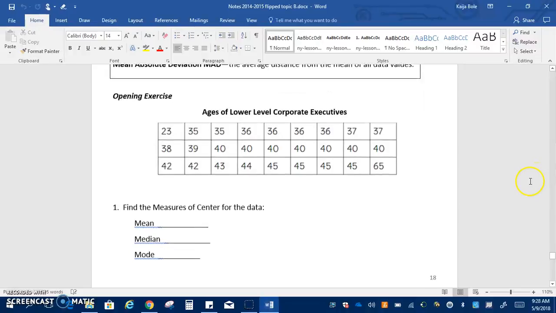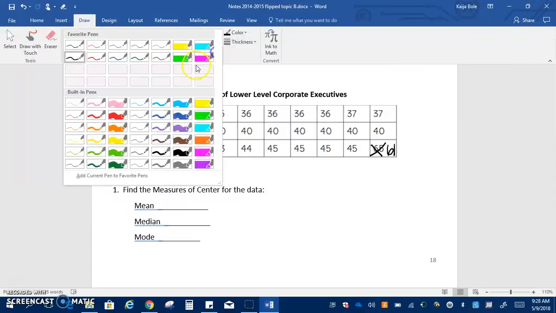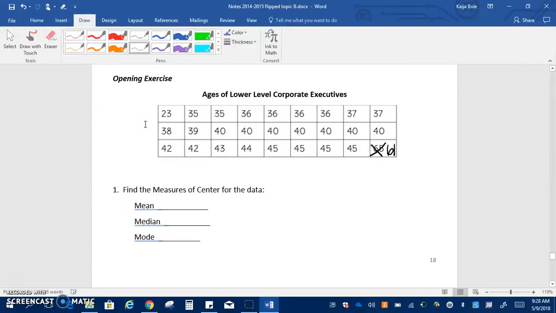If you look at the opening exercise, they give you the ages of lower level corporate executives. Before I have you work on number 1, I want you to cross off the 65 and make it a 61. Okay. After doing that, I want you to pause and do number 1 for me. You're going to find the mean, median, mode, and then unpause when you're ready to check your answers.